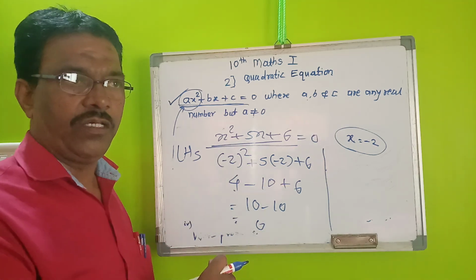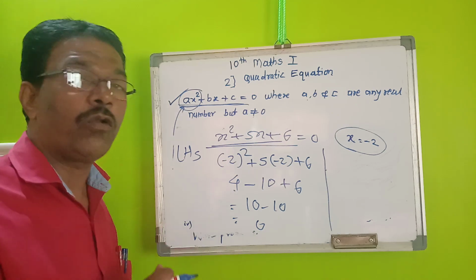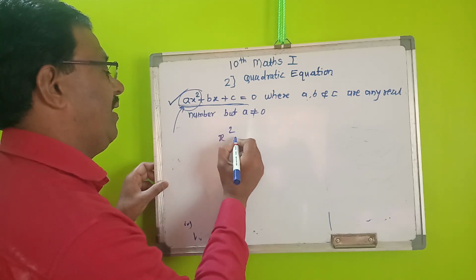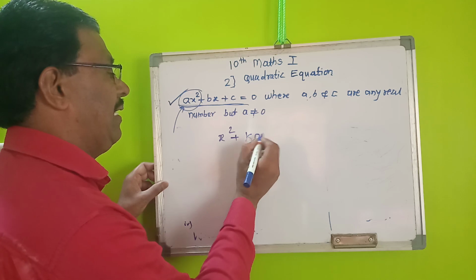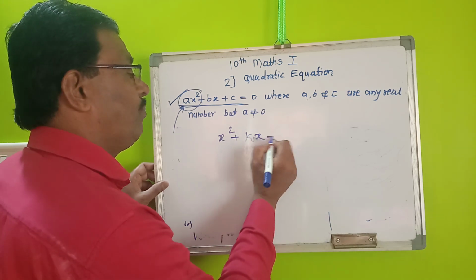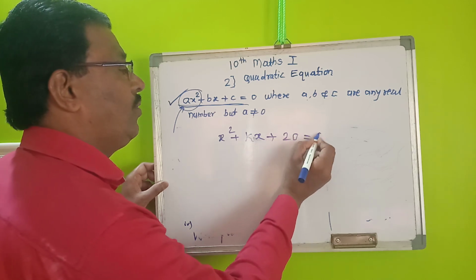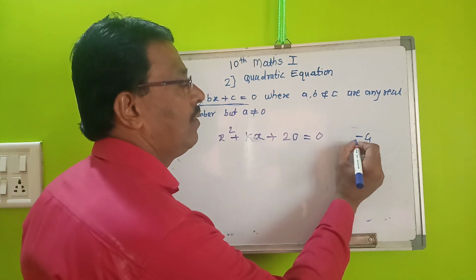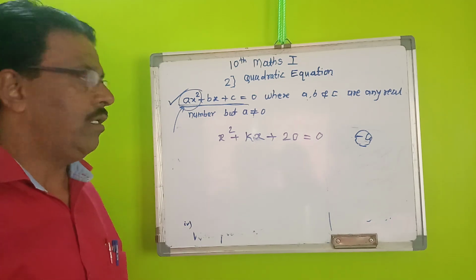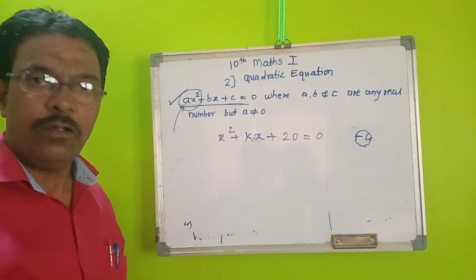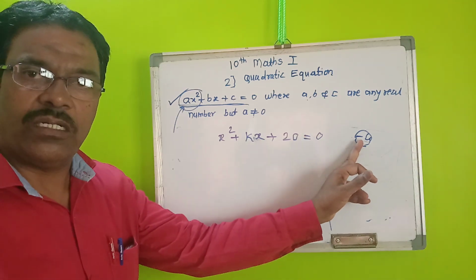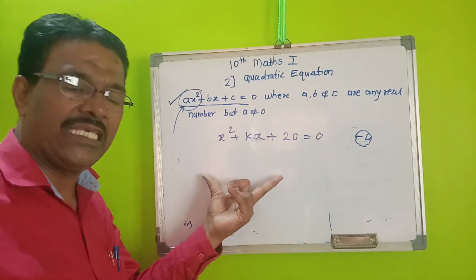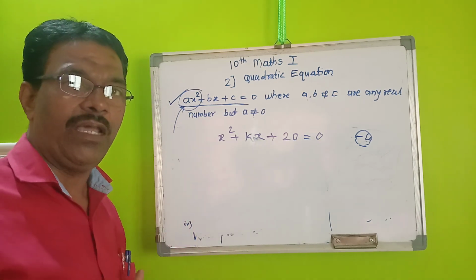Depending on this question, they have asked one more question to us, that is, if in the quadratic equation x square plus kx plus 20 is equal to 0, one of the solutions is minus 4, find the value of k. We know this is the solution, means this satisfies this equation. So we put the value of x is equal to minus 4 in this equation, and if we solve this equation, we will get the value of k.